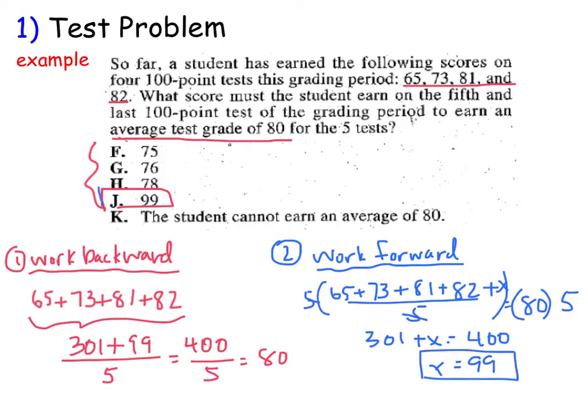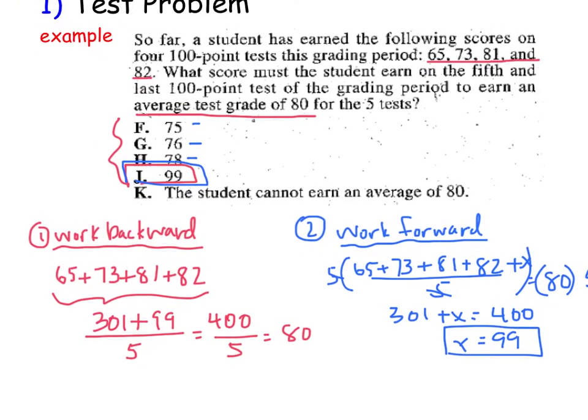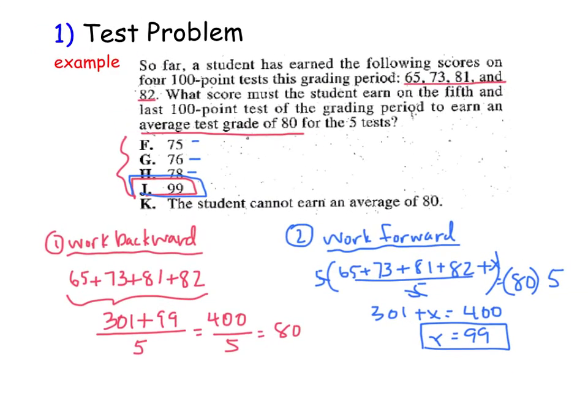The other thing some students have said is just look at the question, right? His or her scores are 65, 73, 81, and 82. So 2 of them are below 80, and 2 of them are just a little bit above 80. So to average an 80, you're going to need to do better than 75, 76, or 78, absolutely. So it's either 99 or nothing. So if you have a little bit of a clue, working backwards from the answers, you probably would start with 99.